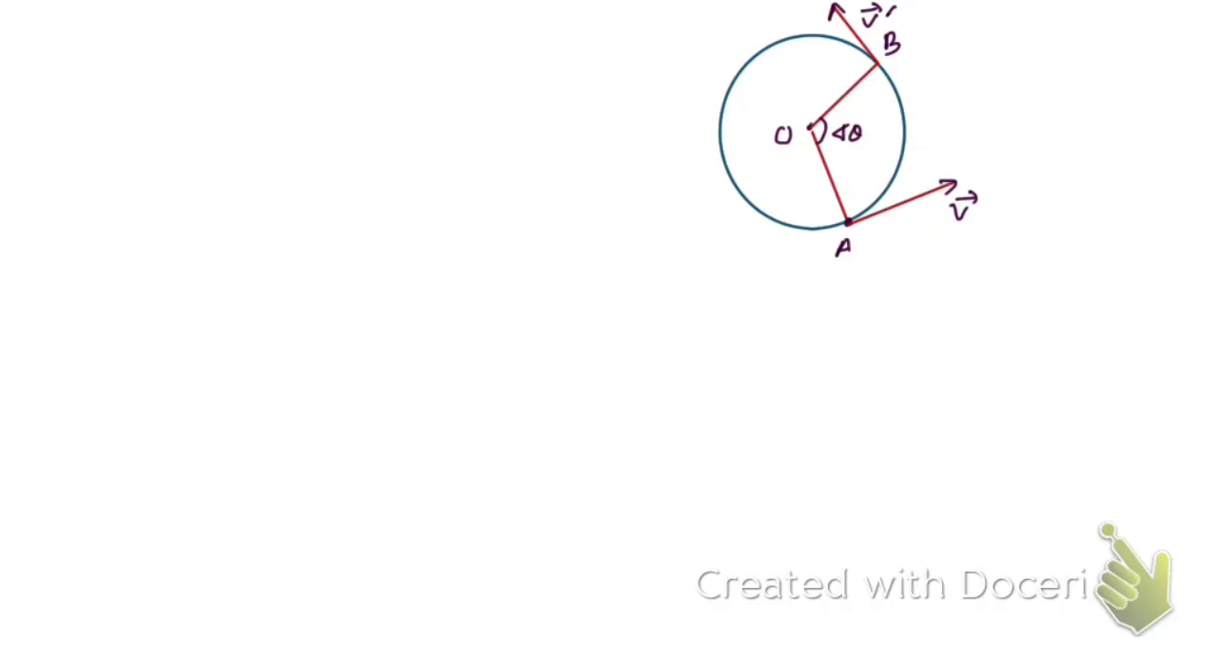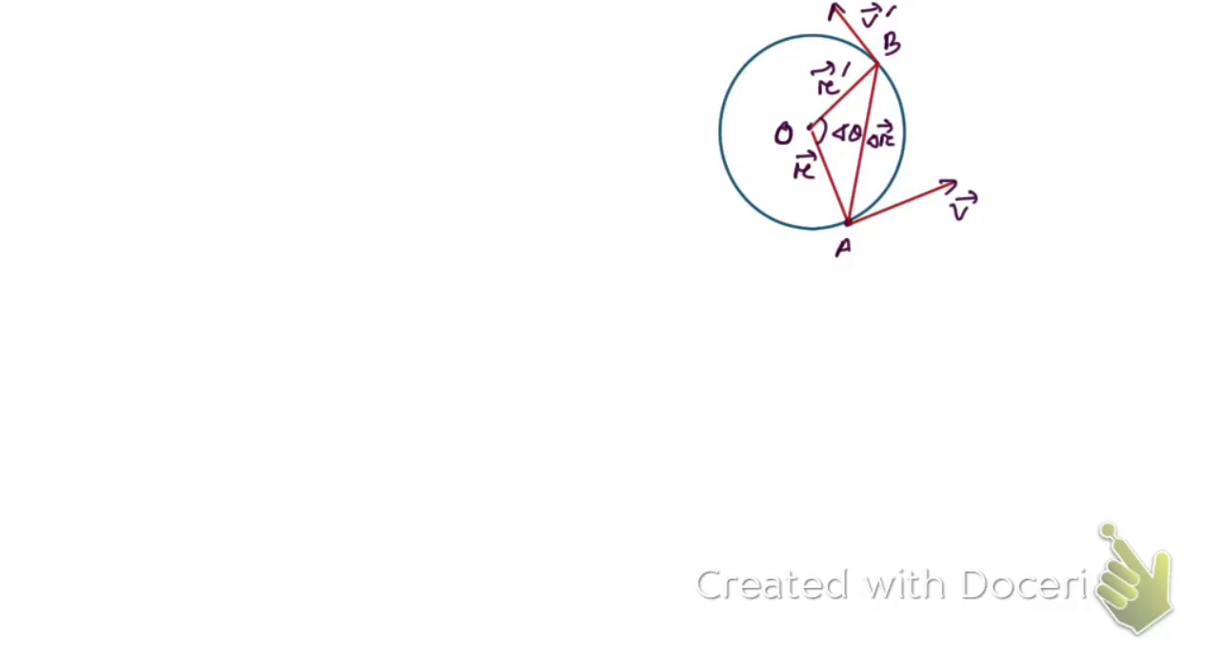So here you see, relative to the origin, relative to the center, if we take the position vector, this is suppose R vector, and this position is suppose R dash vector, and the displacement from this A to B will be given by this del R vector.